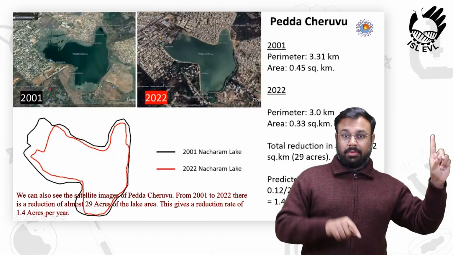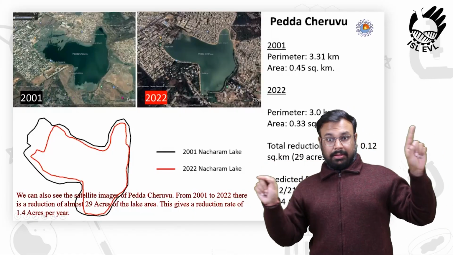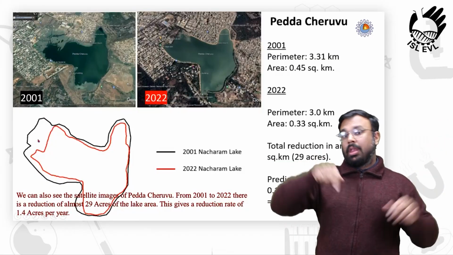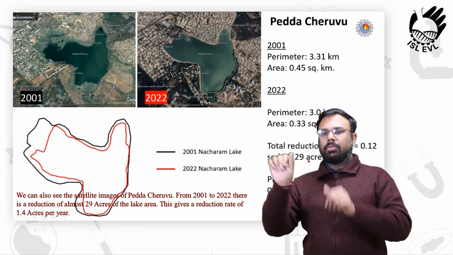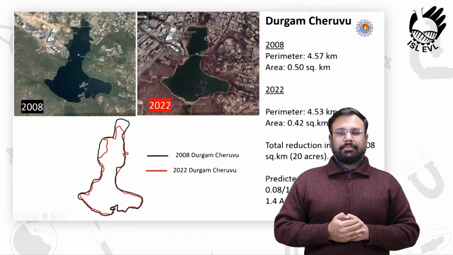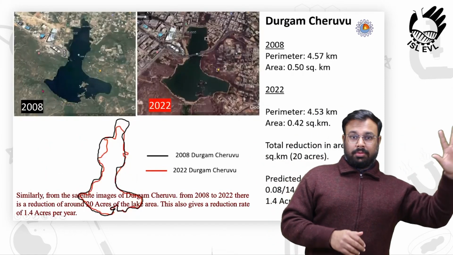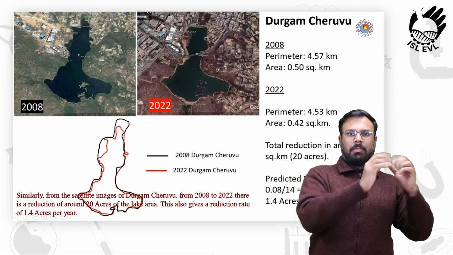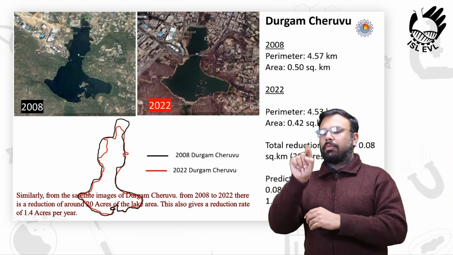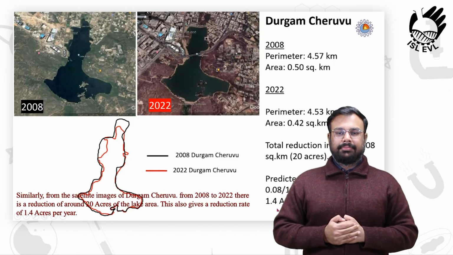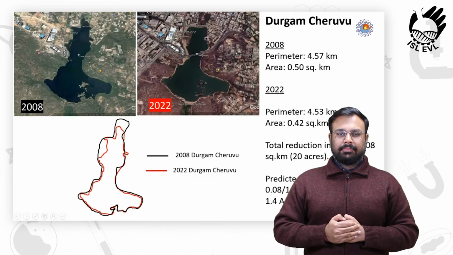We can also see the satellite images of Pedda Cheruvu. From 2001 to 2022, there is a reduction of almost 29 acres of the lake area. This gives a reduction rate of 1.4 acres per year. Similarly, from the satellite images of Durgam Cheruvu, from 2008 to 2022, there is a reduction of around 20 acres of the lake area. This also gives a reduction rate of 1.4 acres per year.